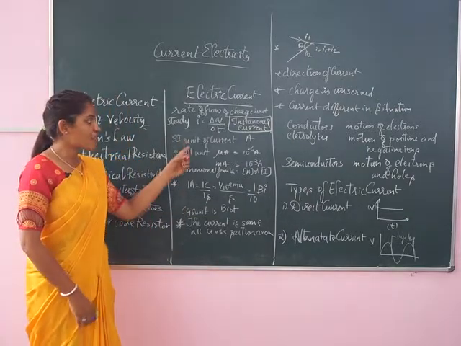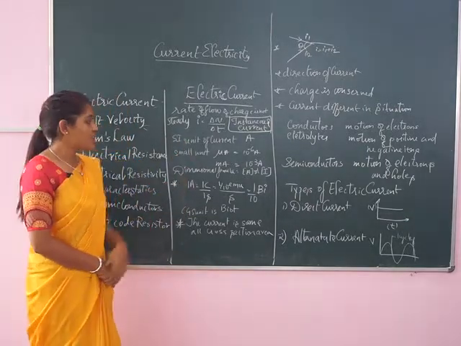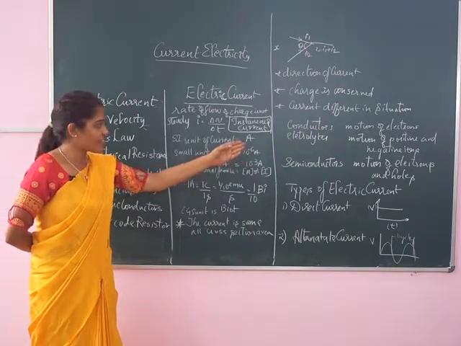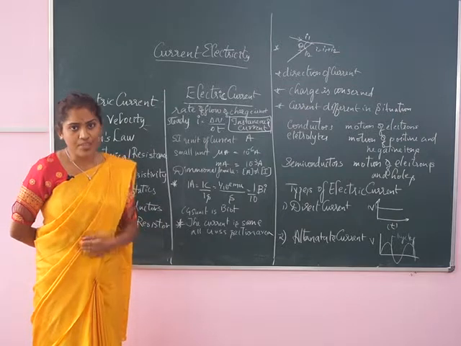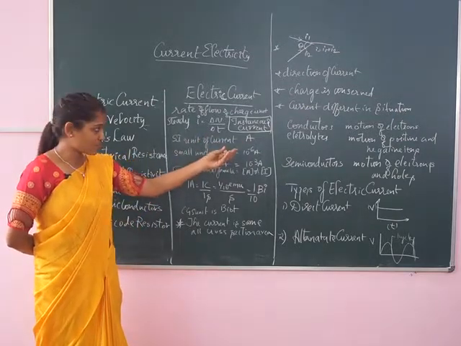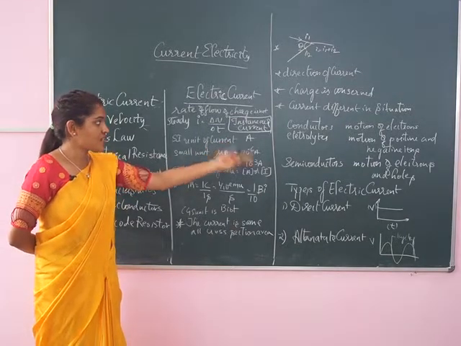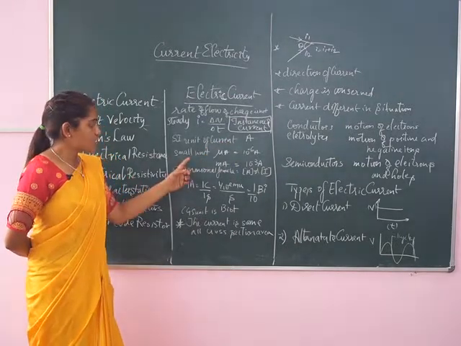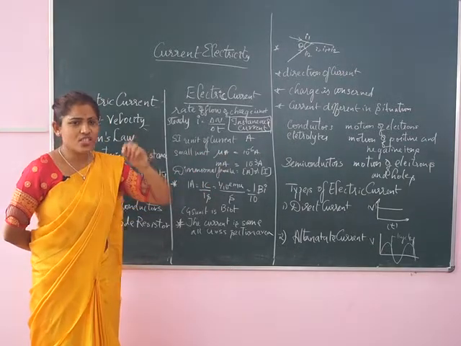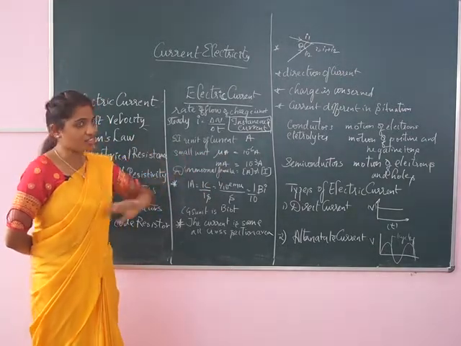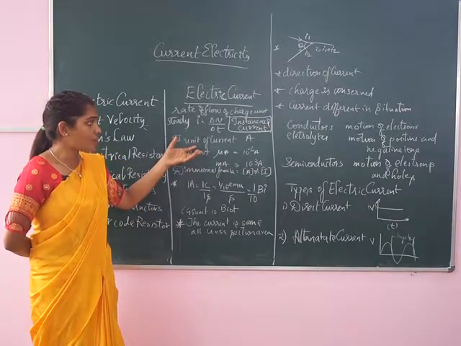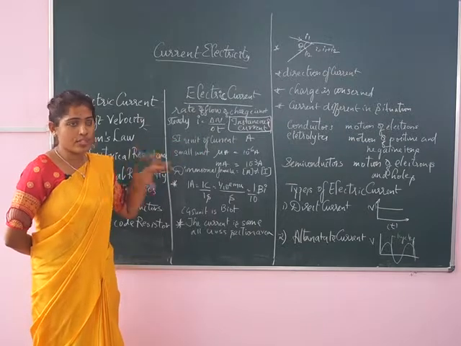Next, the SI unit of current is the ampere. Ampere is the name of a scientist, and in his memory we have named the unit ampere. This is the international SI unit, and we use the ampere everywhere.